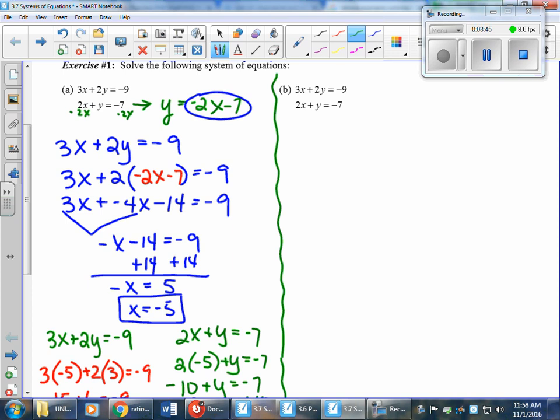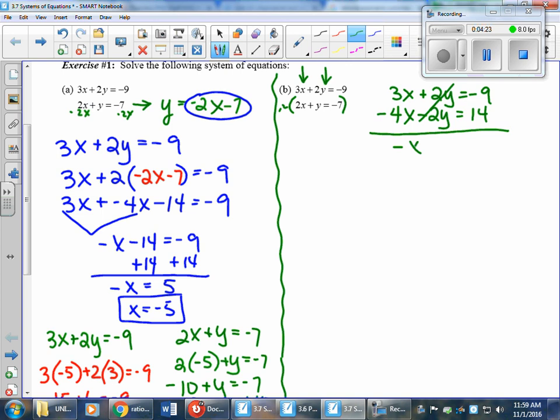All right, so the first thing we do is we take a look at our x's and our y's, and we determine which one is the easiest to eliminate. So if I simply multiply this second one here by negative 2, I can get the same coefficient with a different sign in front of it, which is what I need in order to use elimination. So I'm going to rewrite this one: 3x plus 2y is equal to negative 9. And now I'm going to multiply this by negative 2 and get negative 4x minus 2y is equal to positive 14. So now when I add these, the y's are going to cancel.